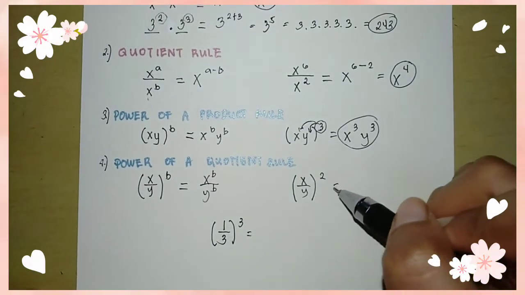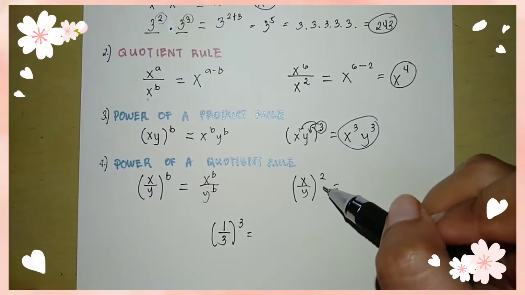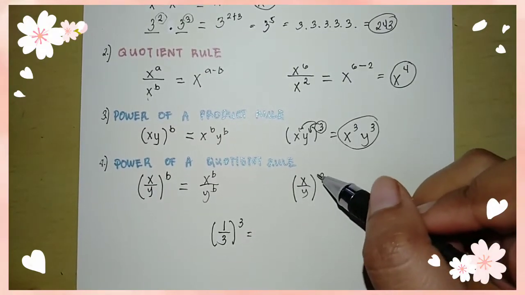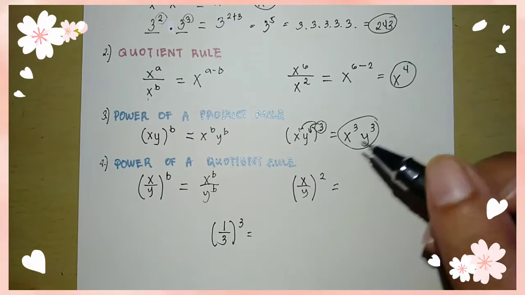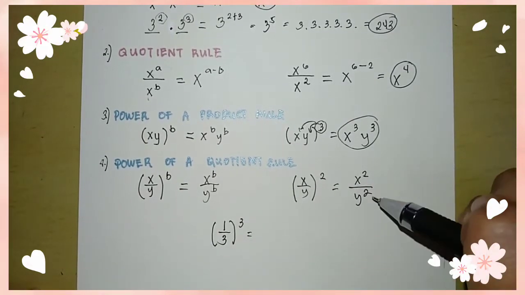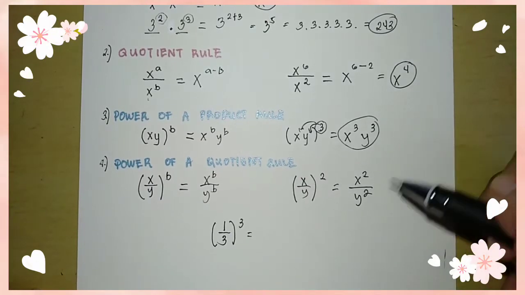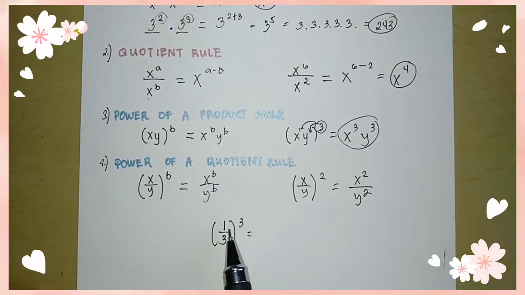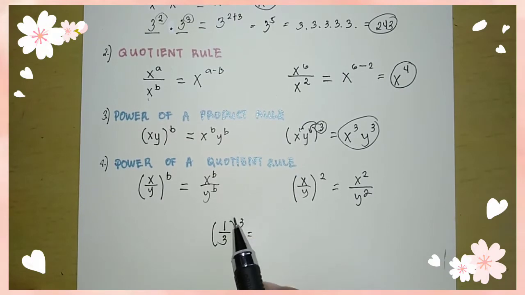Okay? Moving on to the next example, x over y raised to 2. So, what you are going to do is to distribute 2 to both numerator and denominator. So, we have x raised to 2 and y raised to 2. Inilagay lang natin. Okay? So, that's it. Ganun lamang kasimple. And, of course, take a look at this. We have 1 over 3 raised to 3. So, what are we going to do? To distribute the power to both numerator and denominator.